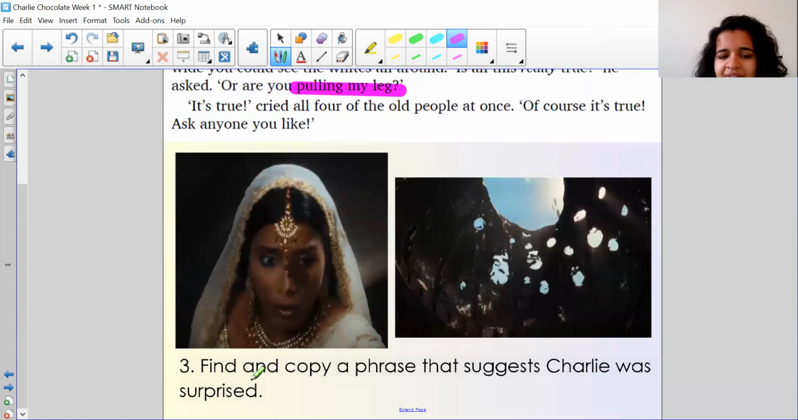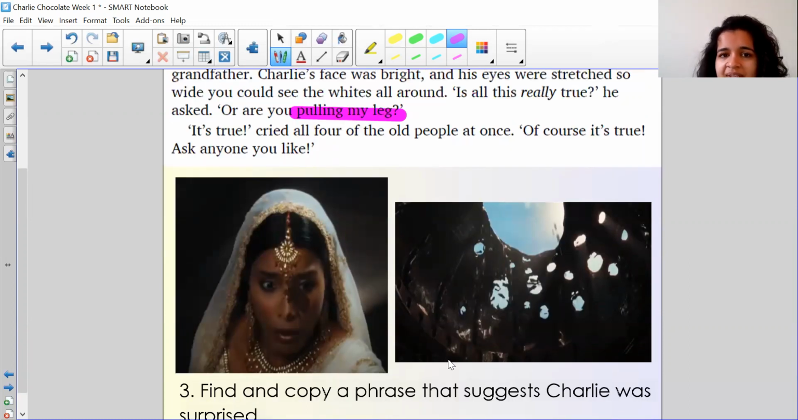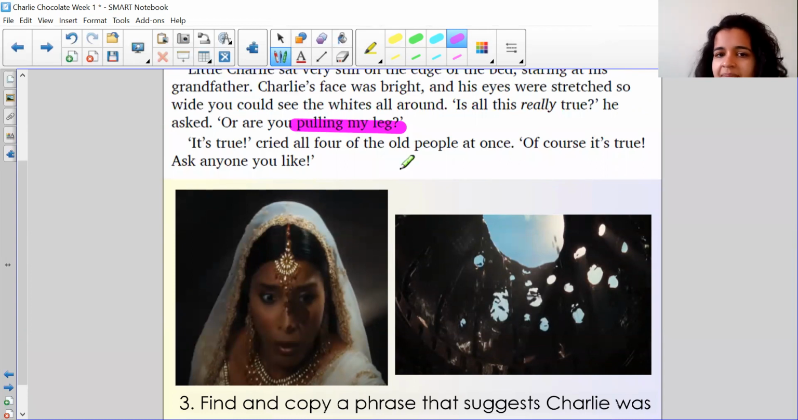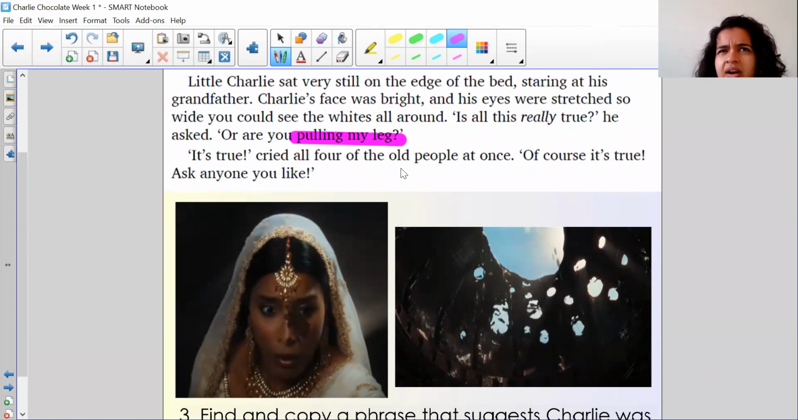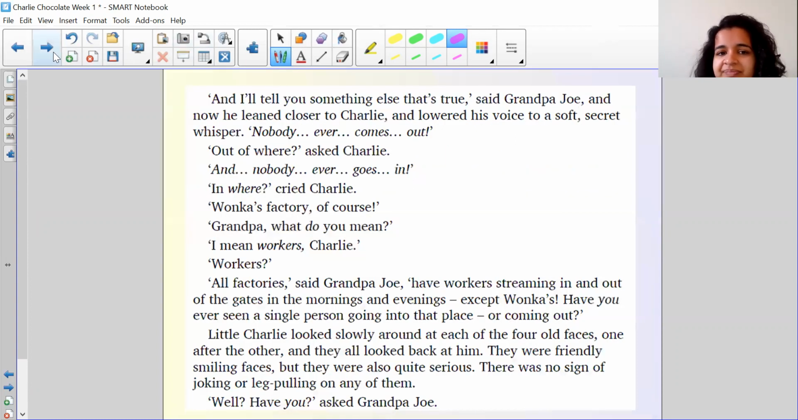Okay, so the question for this page is find and copy a phrase that suggests Charlie was surprised. Okay, now it's not pulling my leg, because pulling my leg means that he's like, are you trying to fool me? Are you trying to play a prank on me? I'm looking for something else that suggests he was surprised.